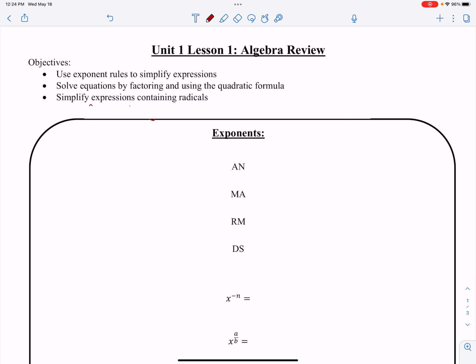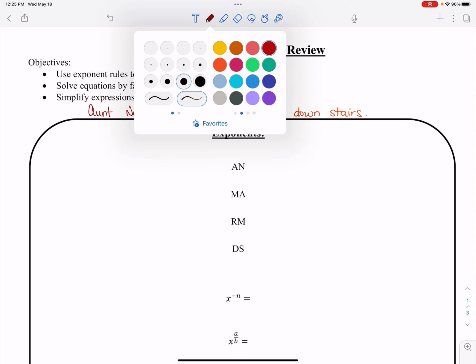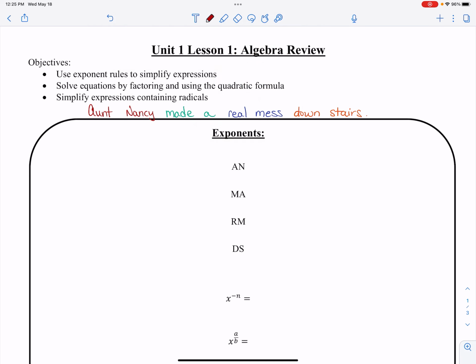This is just one method of helping you remember what you do when dealing with exponents. So you could make up whatever mnemonic device you want for this, if you've got an idea of something to help you remember those letters. What I have is Aunt Nancy made a real mess downstairs. Now, that's just made up. Again, it could be anything that you can hopefully remember. But what this does is it tells you a list of steps of when you do what.